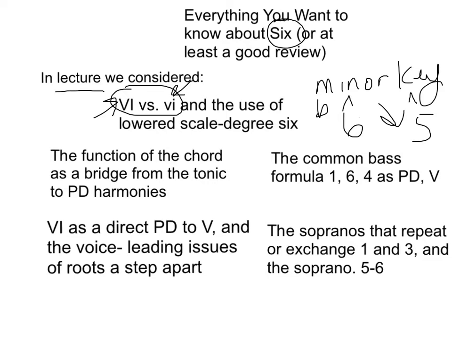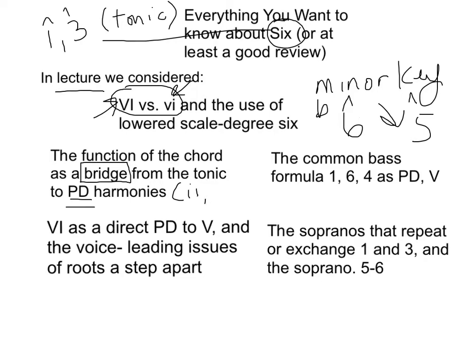We also talked about the incredible versatility of 6. And one of the reasons it is so versatile is that it has 1 and 3 in it, as does the tonic. And so it can do a lot of different things. Its common scale degrees 1 and 3 with the tonic make it an incredibly effective bridge on the way from the tonic to the more common predominant harmonies, which are the 2 and the 4.